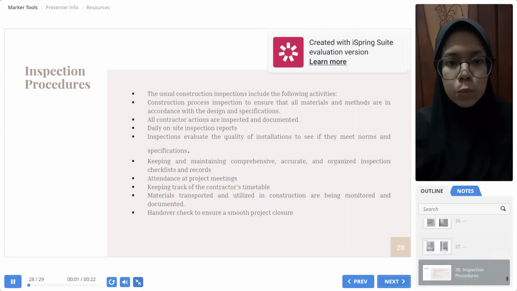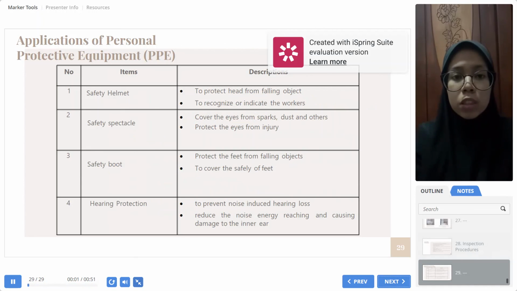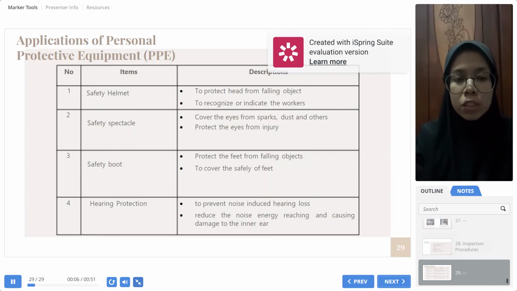For inspection procedures, the usual construction inspection includes the following activities. First is daily on-site inspection reports, organized inspection checklists and records, attendance at project meetings, keeping track of the contractor's timetable and handover check to ensure a smooth project closure. And last but not least is the application of personal protective equipment, PPE.